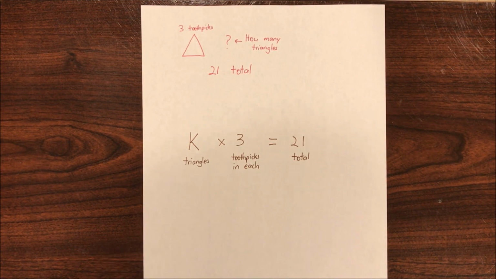Okay, so what are we trying to solve here? Say it out loud. Yeah, we're trying to figure out if we can make triangles with 3 toothpicks each, and in doing so, use up exactly 21 toothpicks. So I'm going to keep track of how we might solve this problem and what we're learning today on this visual anchor.